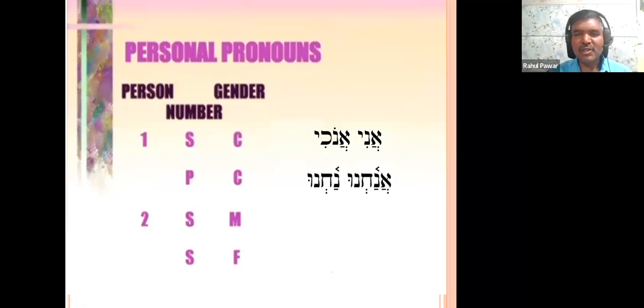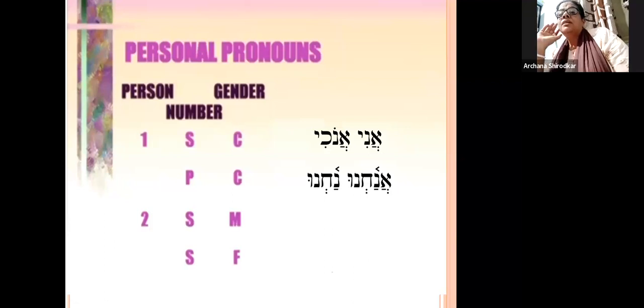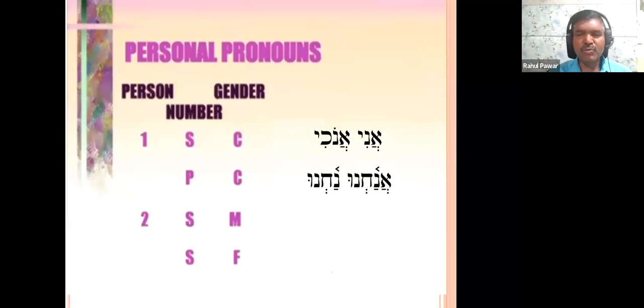And the plural form is anaknu, naknu. Anaknu and naknu mean we. It is a first person common plural. Ani and anoki mean I. Anaknu and naknu mean we. For example, I will take the same word shamar: shamarnu, we kept.